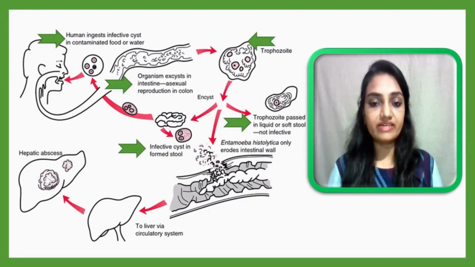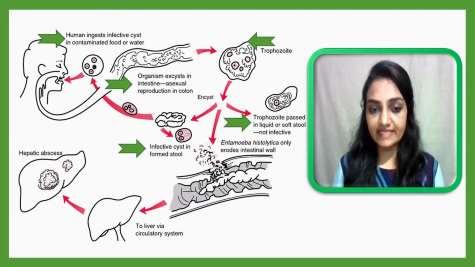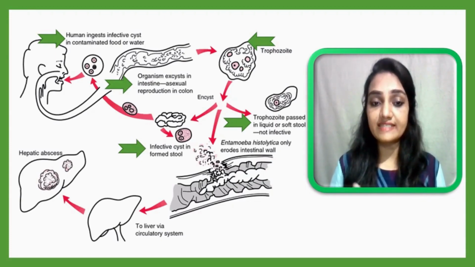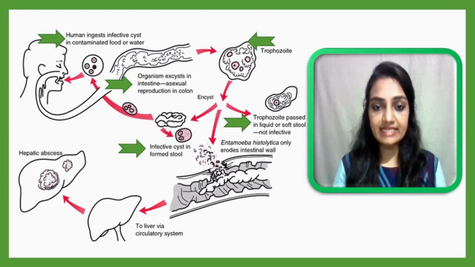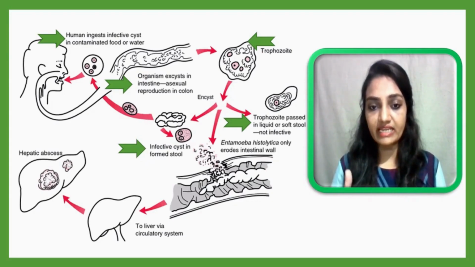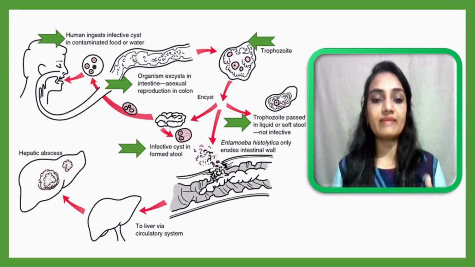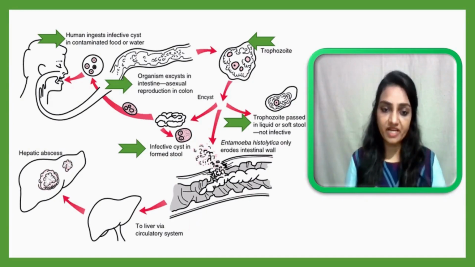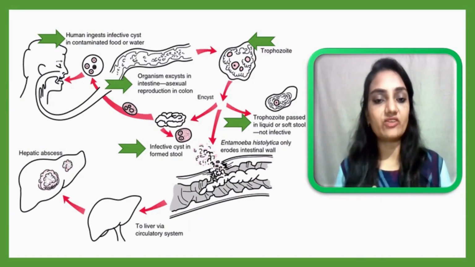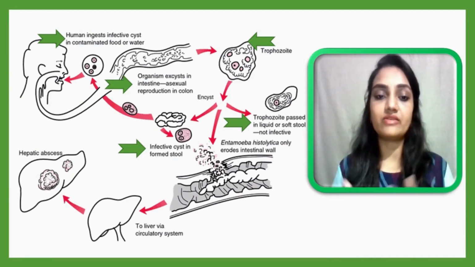But now next is what? Infective cyst. This means the trophozoite is converted into a cyst. Then encystation of the trophozoite occurs, and if that encysted cyst enters the human body, only at that time will this infection be spread. This means Entamoeba histolytica can develop symptoms in the human body.